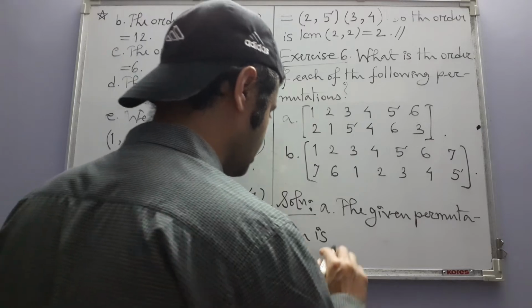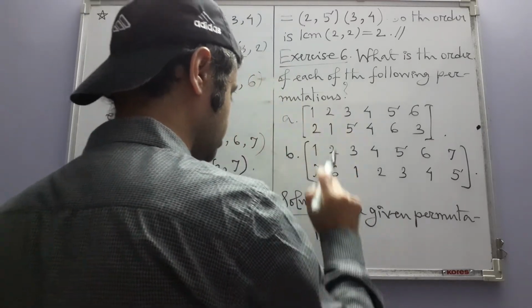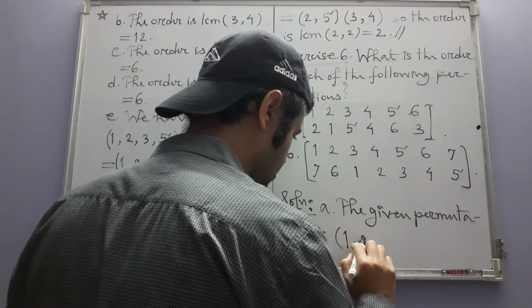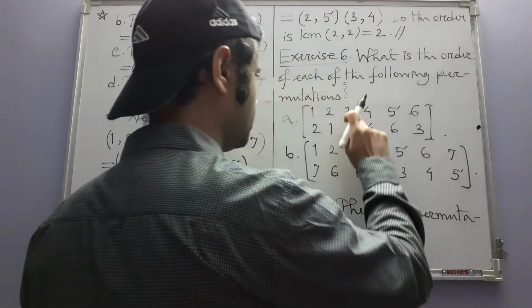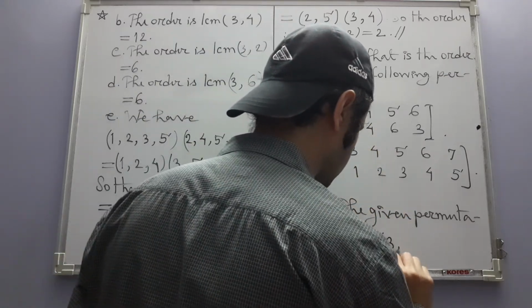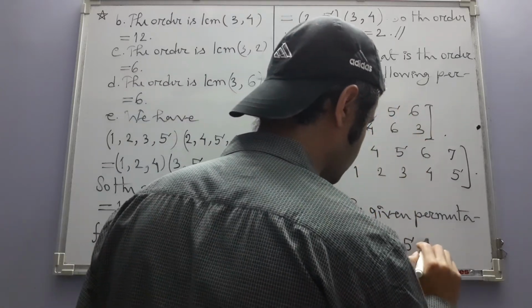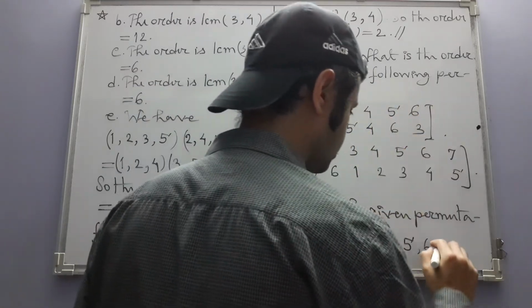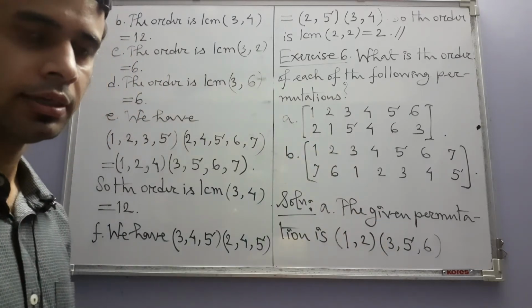So we straight away see the cycles. 1 goes to 2, 2 goes to 1. So that means this is a cycle. Then 3 to 5, 5 to 6, and 6 goes back to 3. And since 4 is unchanged, we don't write that here.